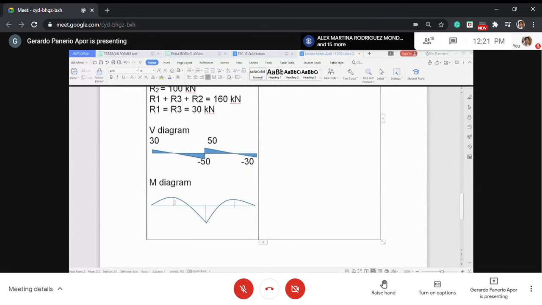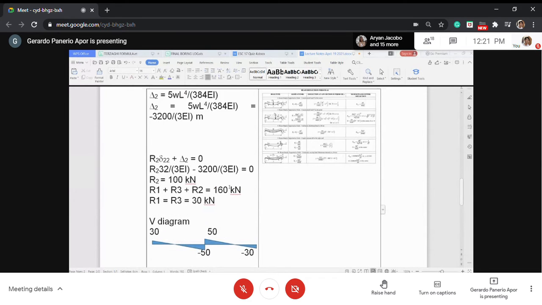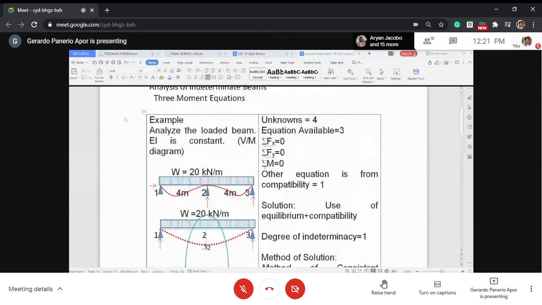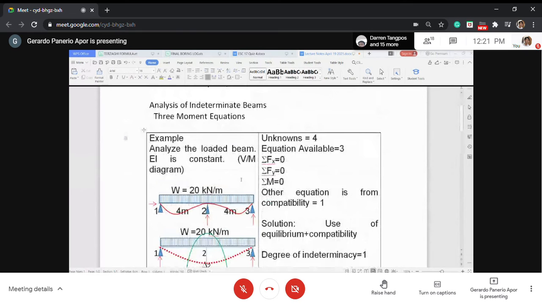This one is our previous problem, okay? We solved it before using consistent deformation. I just edited this. Let us springboard from here. What is next?